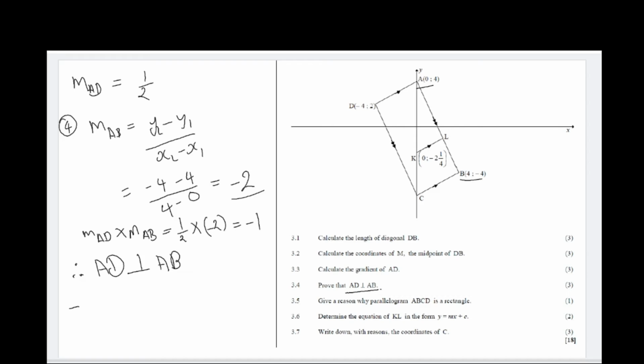So number 5, give reason why parallelogram ABCD is a rectangle. How can you explain this reason? Did you answer this question? I said that the opposite sides are equal and parallel.